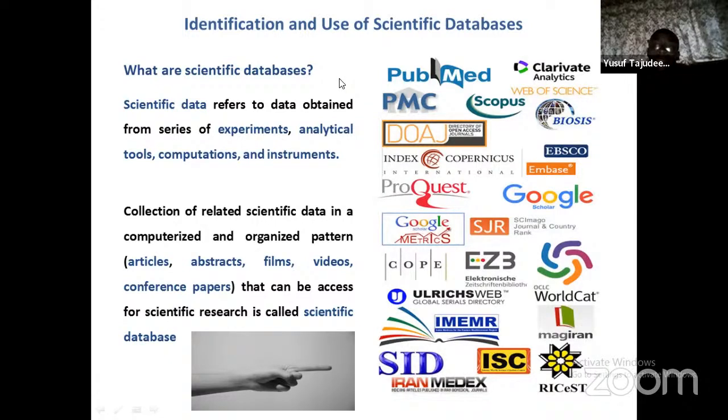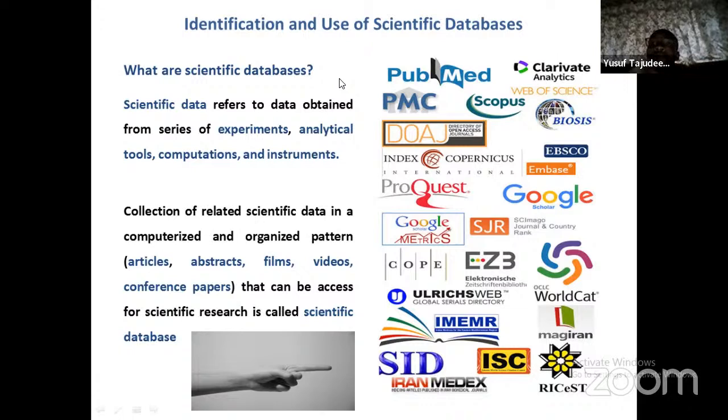Before writing, you need to identify a scientific database. After formulating your outline, you need to identify your scientific database. Scientific databases are where results of the data obtained from a series of experiments, analytical tools, computations, and instruments are stored. So this is where you can get scientific articles. These databases are where scientific data are stored.